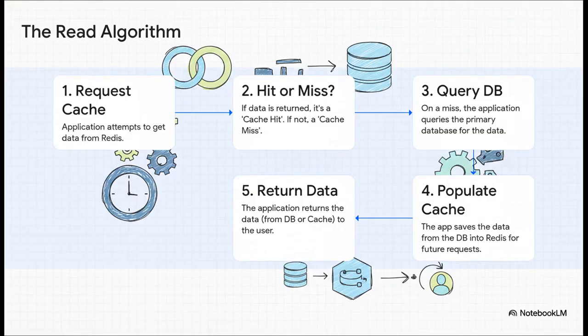Let's walk through what happens when someone requests some data. First, the app checks the cache. It asks Redis, hey, do you have this? Now, one of two things happens. Either it's a cache hit, meaning the data is there, or a cache miss, meaning it's not.